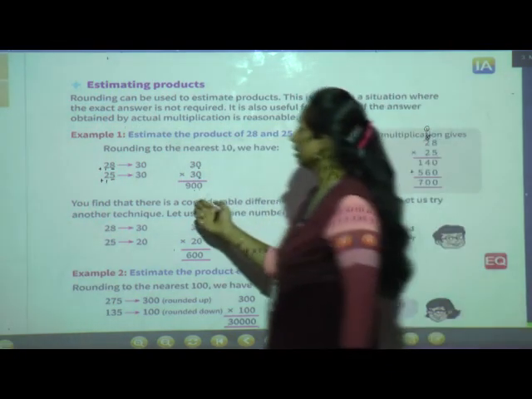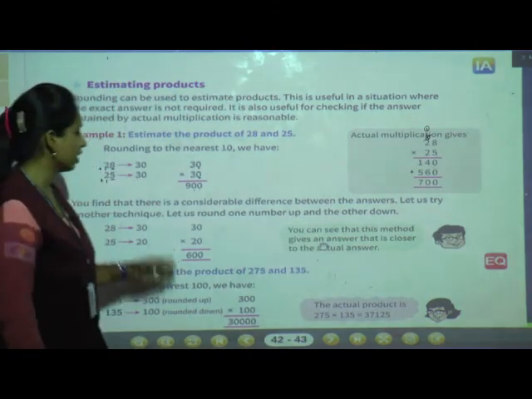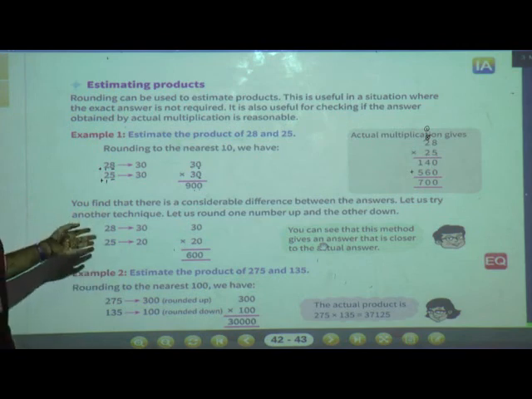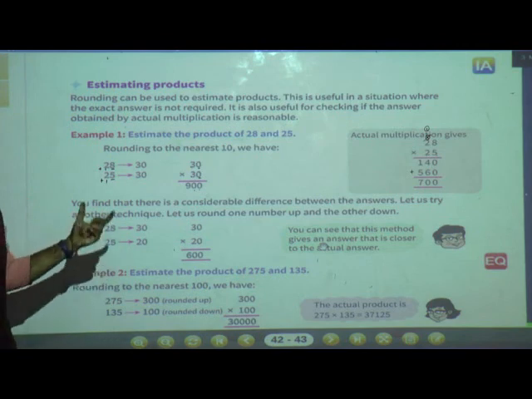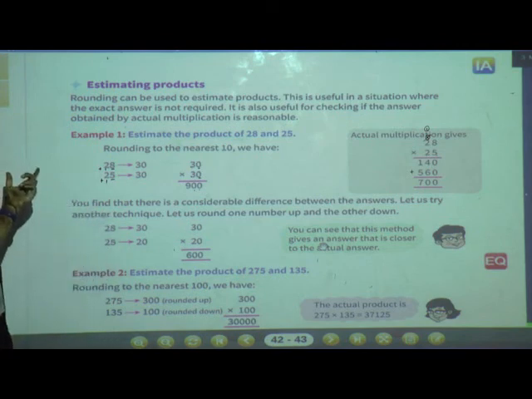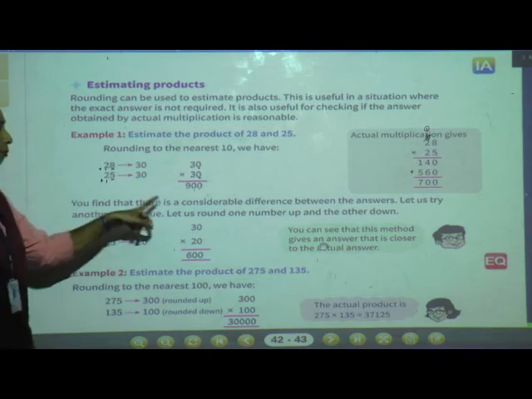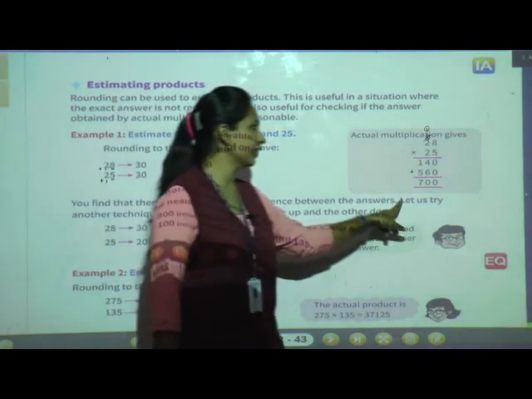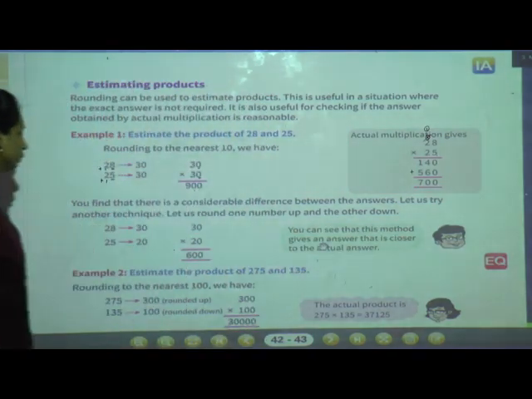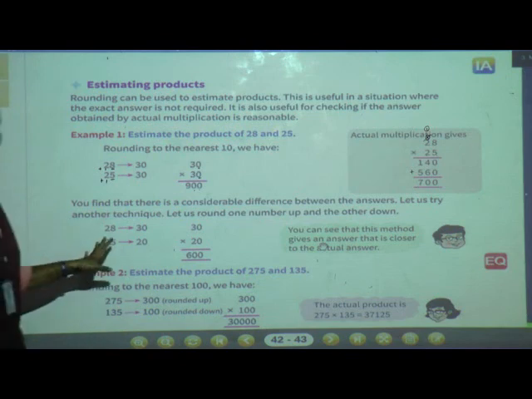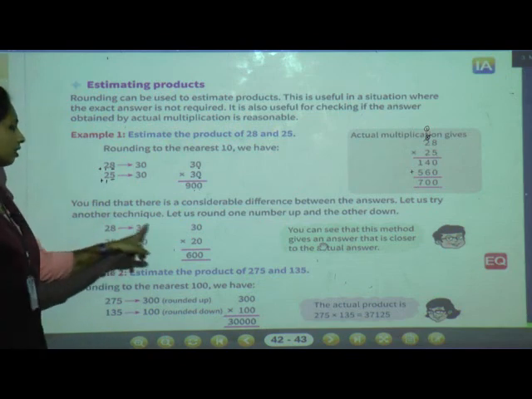And the estimate to the nearest tens was 900. See, too much difference is there. Why are we doing an estimate? We will not get the exact number, but we'll get the number nearest to the actual number, isn't it? But here too much difference is there, 900 and 700. Then what will we do? You find that there is a considerable difference between the answers. Then let us try another technique.